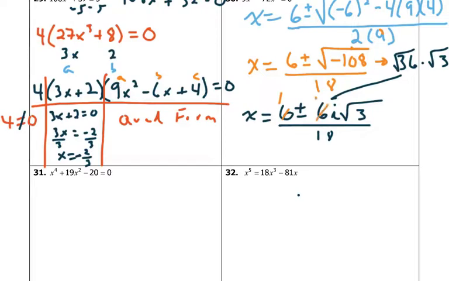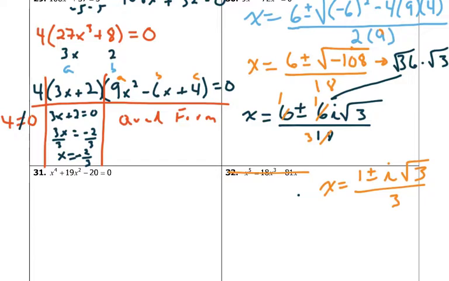6 divided by 6 is 1, and 18 divided by 6 is 3. So our final answer for this problem right here is x equals 1 plus or minus 1i, or just i, square root of 3 all over 3. And that is the answer, including, don't forget, over here we have x equals negative 2/3.